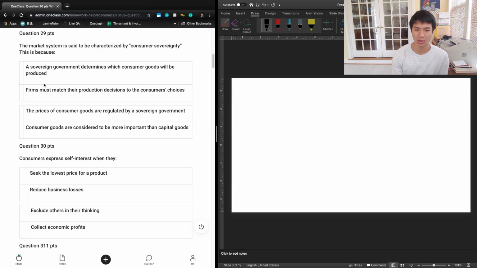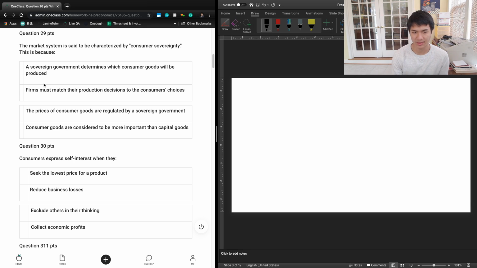And D says consumer goods are considered to be more important than capital goods. And so you can think of it more so that consumer sovereignty refers to the preferences of buyers being more important than the preferences of sellers. Whether you're buying a consumer good or a capital good, you're still a buyer. So that difference between consumer and capital goods is not going to be relevant to consumer sovereignty ideas. So B is going to be our best answer here.